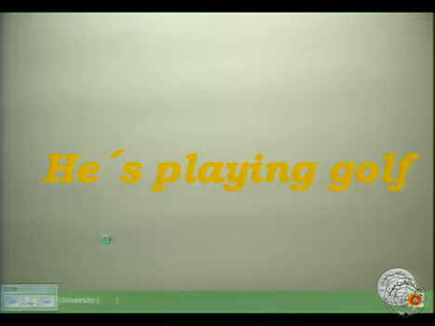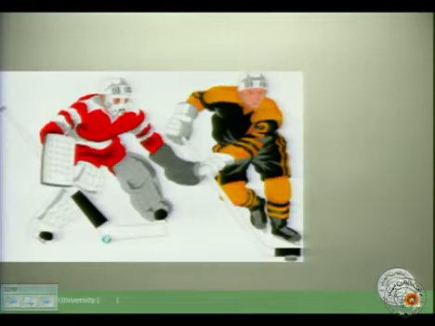What's he doing? He's falling down. What's she doing? She's playing golf, I think. Yes, or he is playing golf. I thought it's she. What are they doing? They are playing. Yes, they are playing hockey.